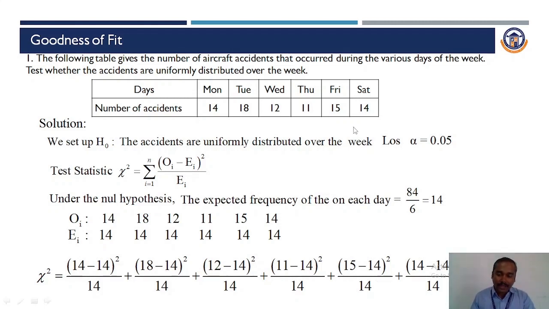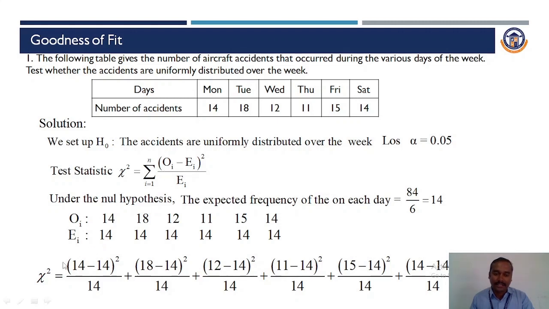So we have to consider all the days. The number of accidents for all the days is equal. That means take the average of these 6 values. So add these 6 values and divide by 6. So the expected frequency, that means E, is 14 for all the 6 days.